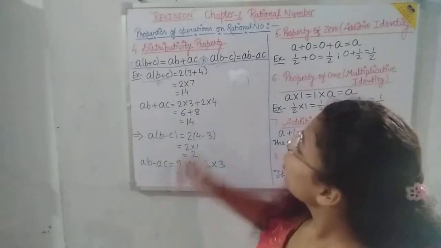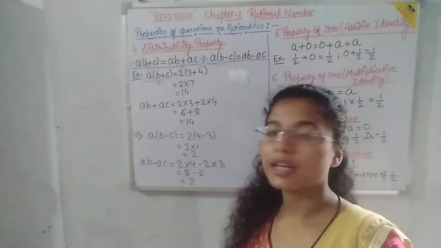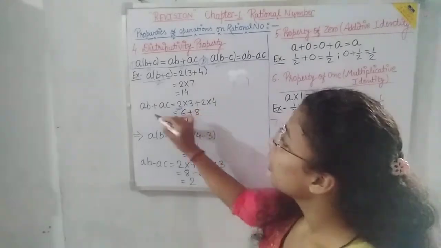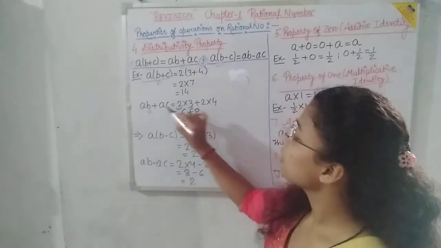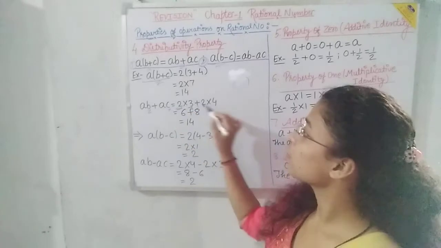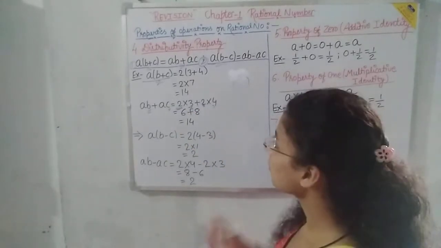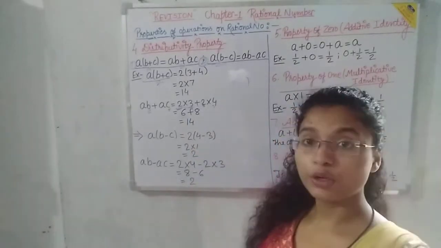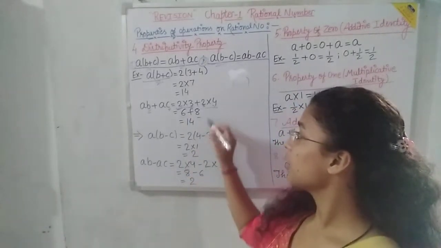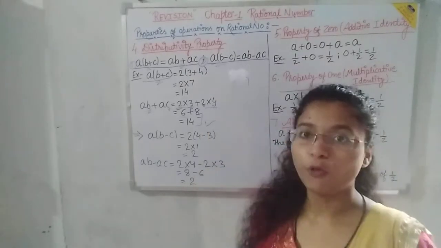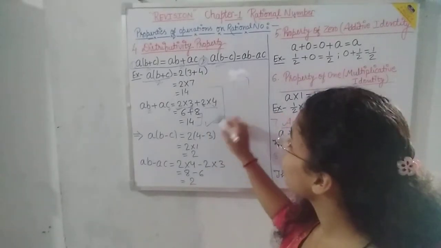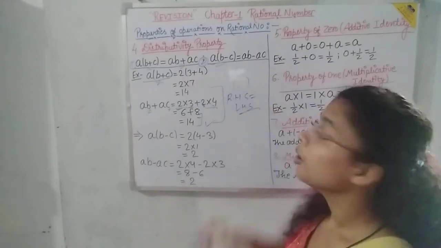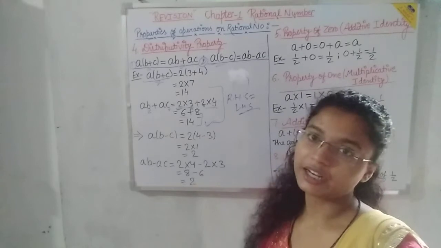Okay. Now check for the right hand side, AB plus AC. So put all the values. In the place of A put 2 and in the place of B put 3, then plus in the place of A again 2 and in the place of C put 4. When you multiply 2 into 3 you will get 6, and when you multiply 2 into 4 you will get 8, and when you add them it will become 14. From here you can say that the RHS is equal to LHS. Means the condition is satisfied.